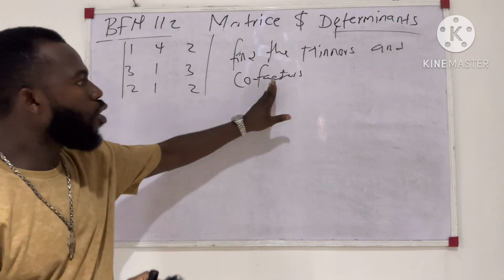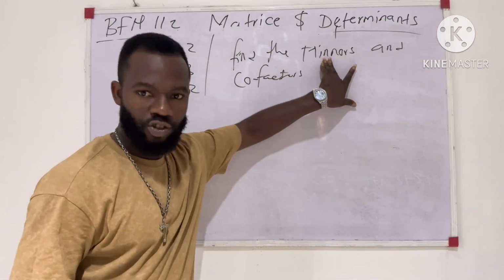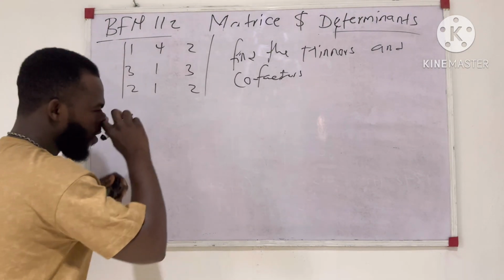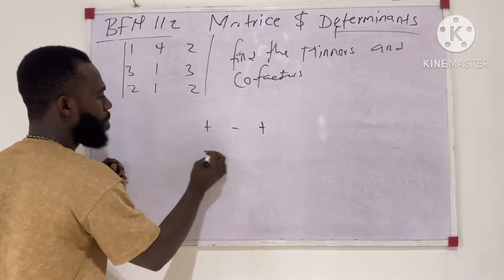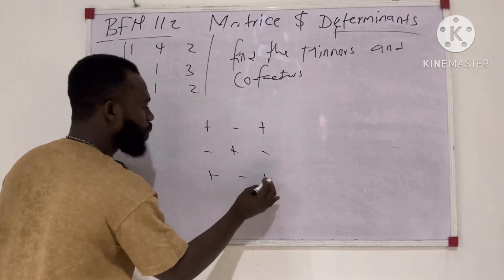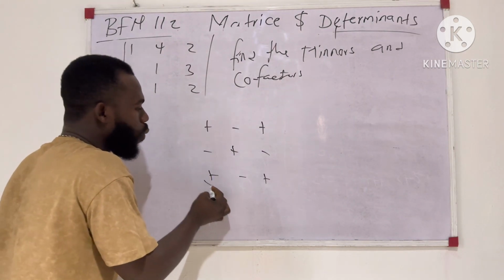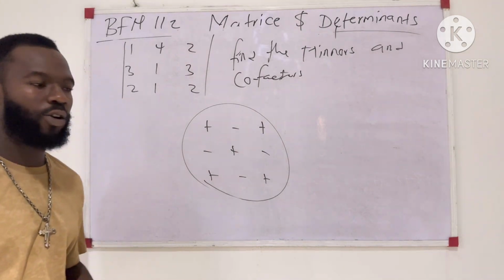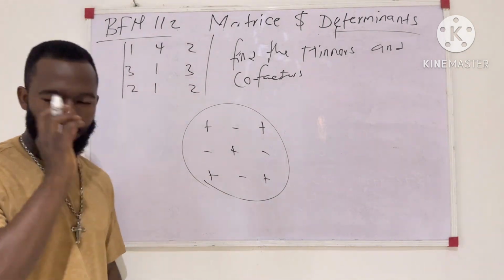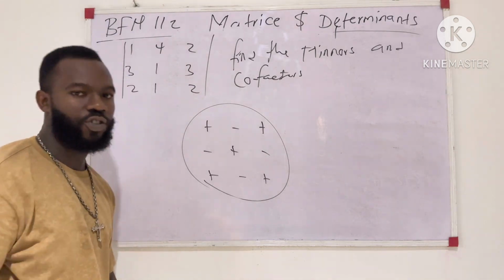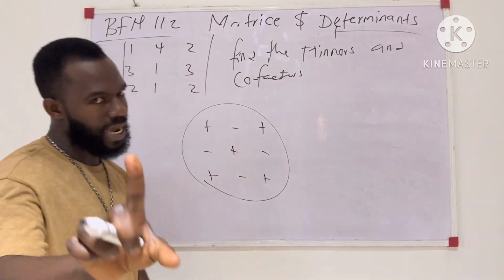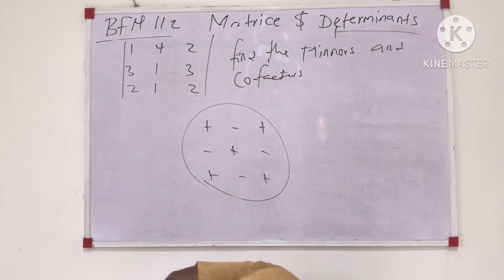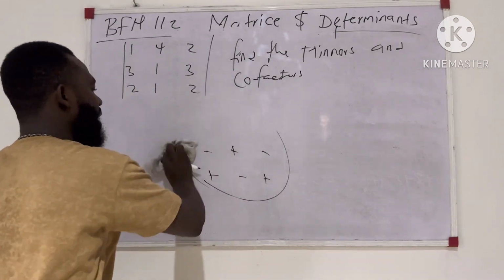First of all, cofactors are minors with ascribed signs. You see the sign I gave before, your plus, minus, plus, minus, plus, minus, plus, minus, plus. When these signs are allocated to the answers of minors, they become cofactors. So when these signs are not there, they are not yet cofactors. So let's begin the class. First of all, how do we find the minors?